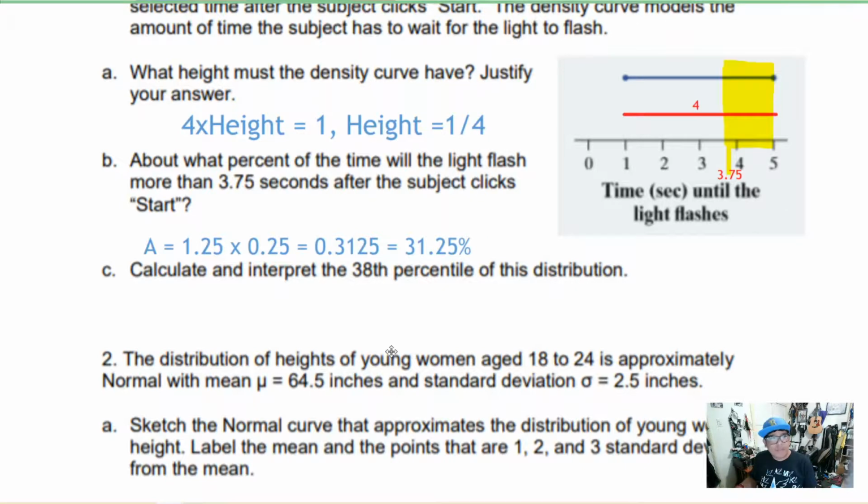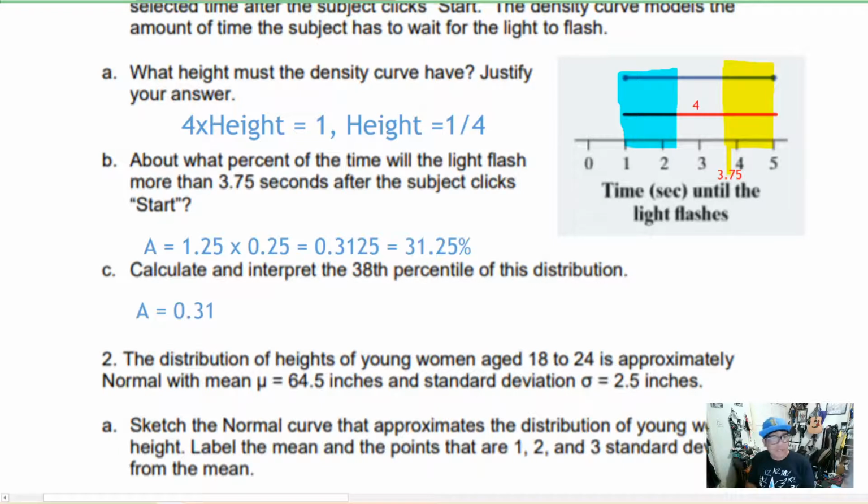So the 38th percentile would mean that the area to the left has got to be about 0.38. So if I estimate 0.38, that's about a third. That's going to be about this area right here. So somewhere around 2.4 maybe. Well, we can calculate that actually.